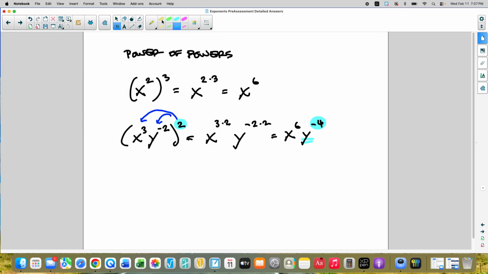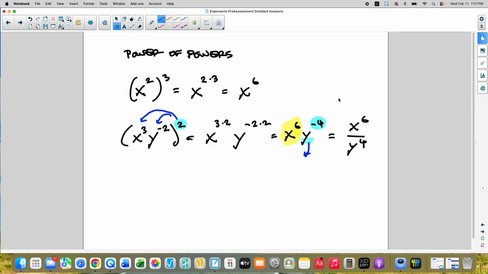This, very important, this is unaffected. This exponent is positive 6, so it's not being affected by that negative exponent. So this is going to equal x to the 6, stays in the numerator, and then this will go down into the denominator. So this now becomes y to the positive 4. I change the sign, and it goes to the other denominator.